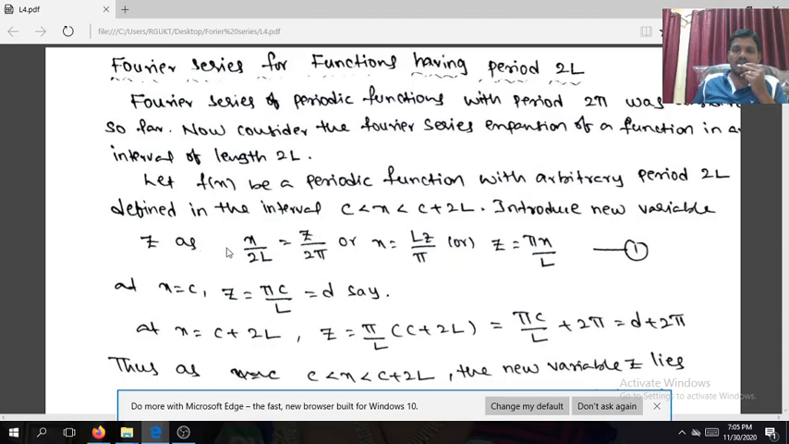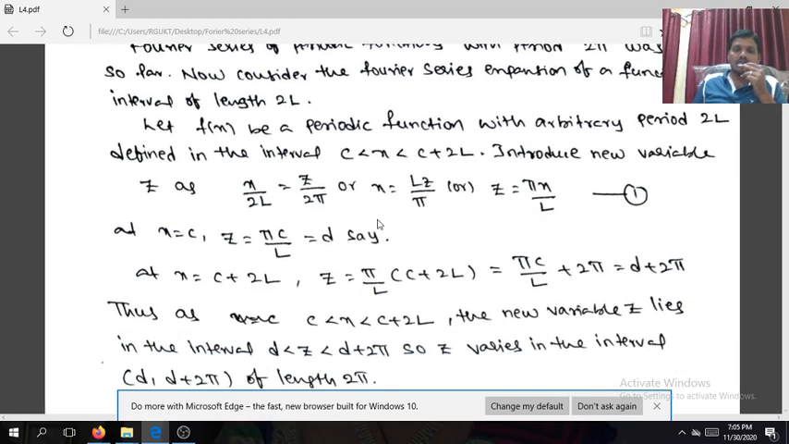What is the reason for taking the new variable z? I am going to convert the interval c comma c plus 2l into some interval d comma d plus 2 pi. That means f of x is a periodic function with arbitrary period 2l, and by this substitution I convert it into a periodic function with period 2 pi. That is the reason I am taking the substitution. Remember, x by 2l is equal to z by 2 pi, or x is equal to lz by pi, or z is equal to pi x by l. Say this is equation number 2. When you take the new substitution, you should find the new limits according to the substitution.